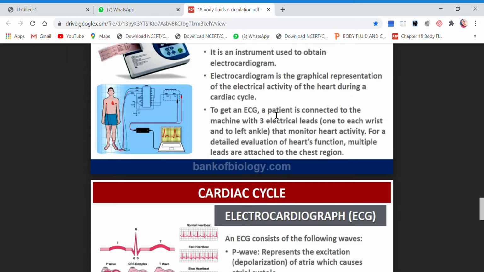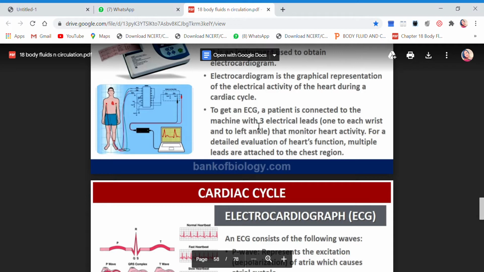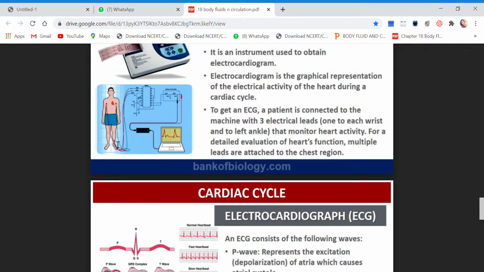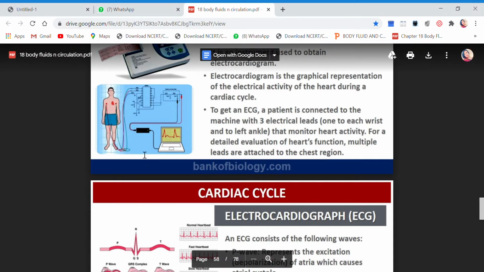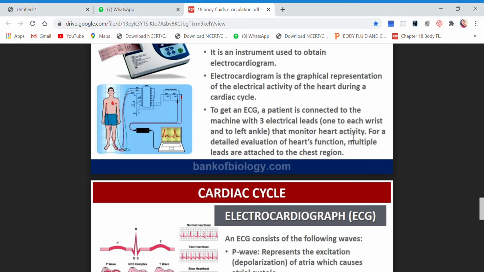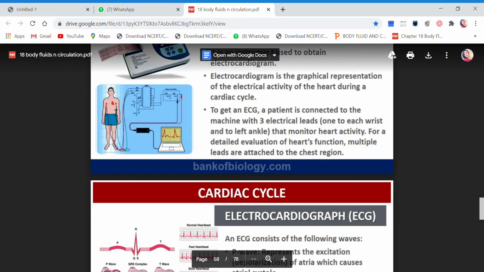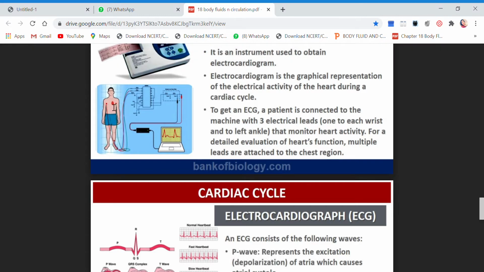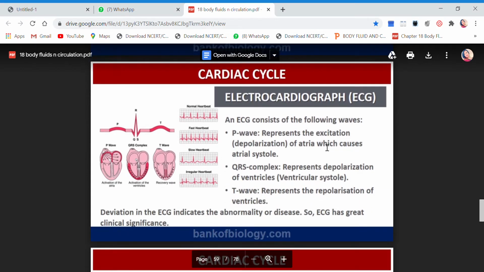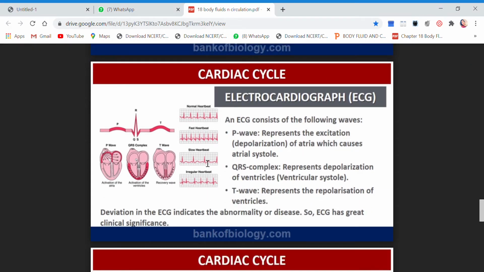To get an ECG, a patient is connected to a machine with 3 electrical leads. You see, they have shown how the leads are being connected, one to each wrist and to the left ankle, that monitor the heart activity. For a detailed evaluation of heart function, multiple leads can be attached onto the chest also. These are the various electrocardiograms shown to you.